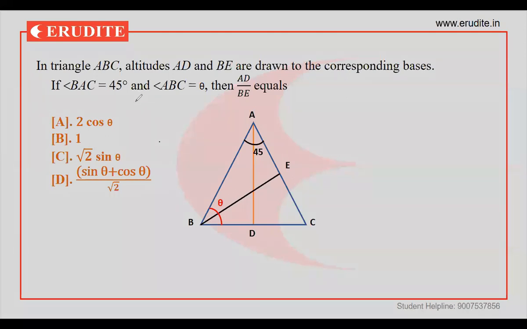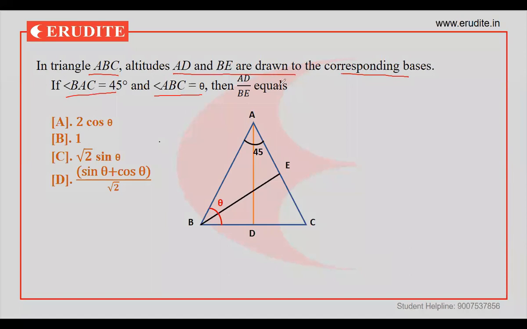This question came in the CAT 2022 slot 2 paper, and it is from the geometry topic. What they are saying here is: in a triangle ABC, altitudes AD and BE are drawn to the corresponding bases. Angle BAC is 45 degrees, angle ABC is theta. Then we have to find the ratio of AD to BE.